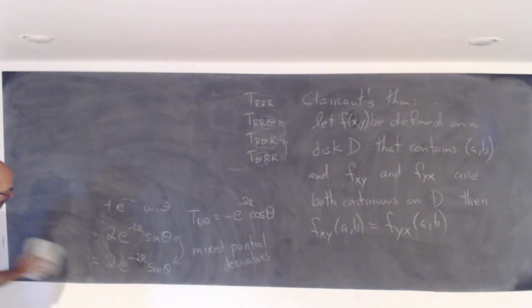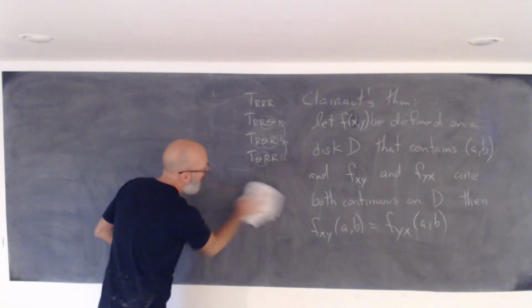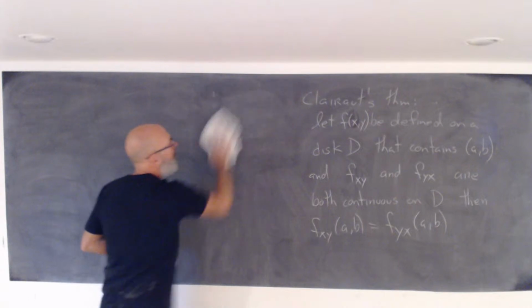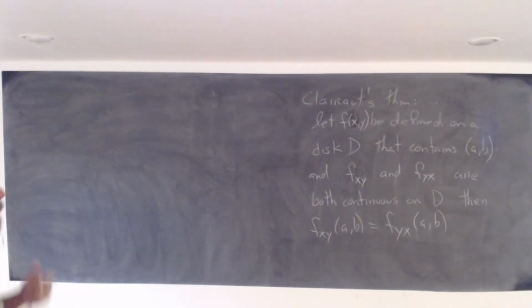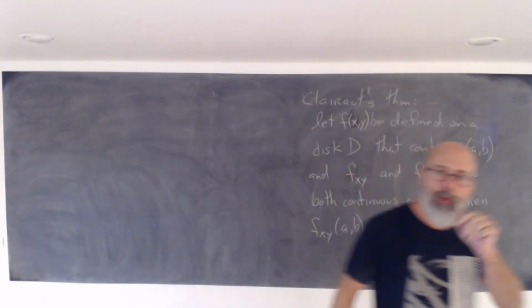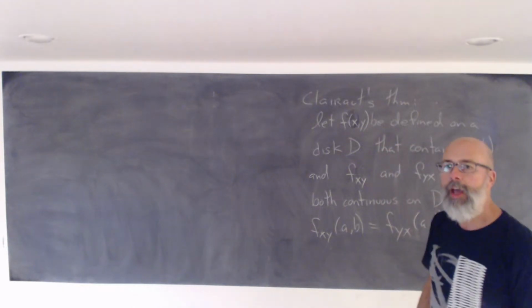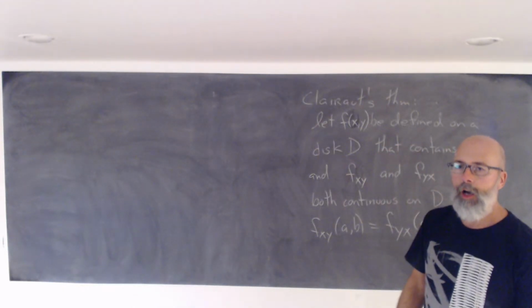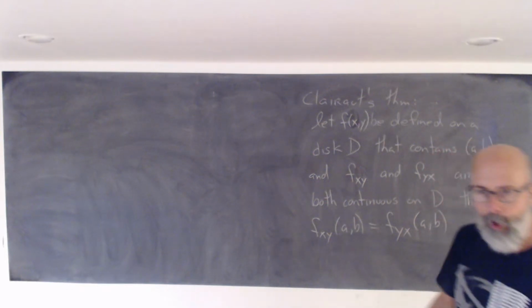So I'm offering this without proof, but Clairaut's theorem tells us when the mixed partial derivatives are equal. As long as they are continuous on a disk containing the point, then you have equality of the mixed partials.